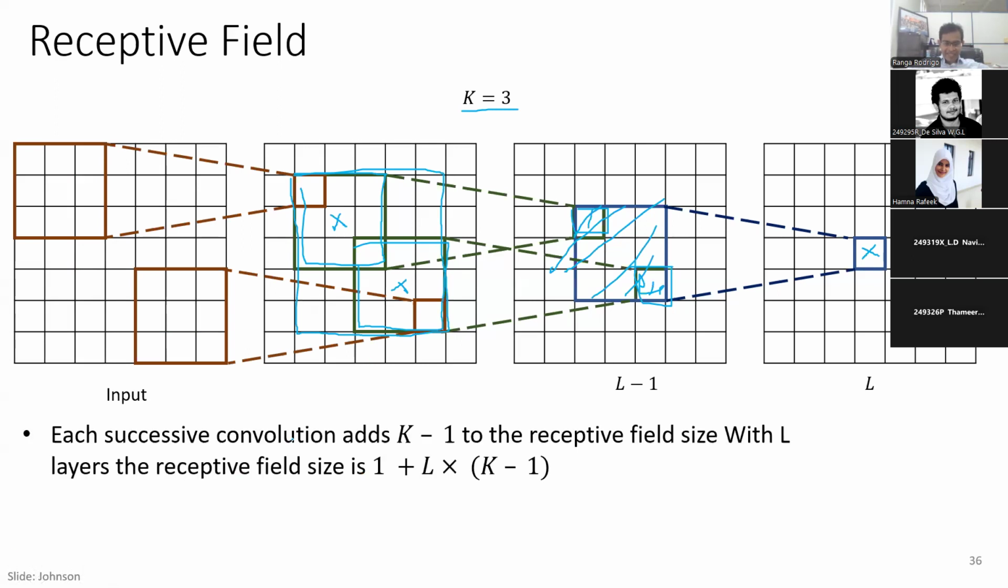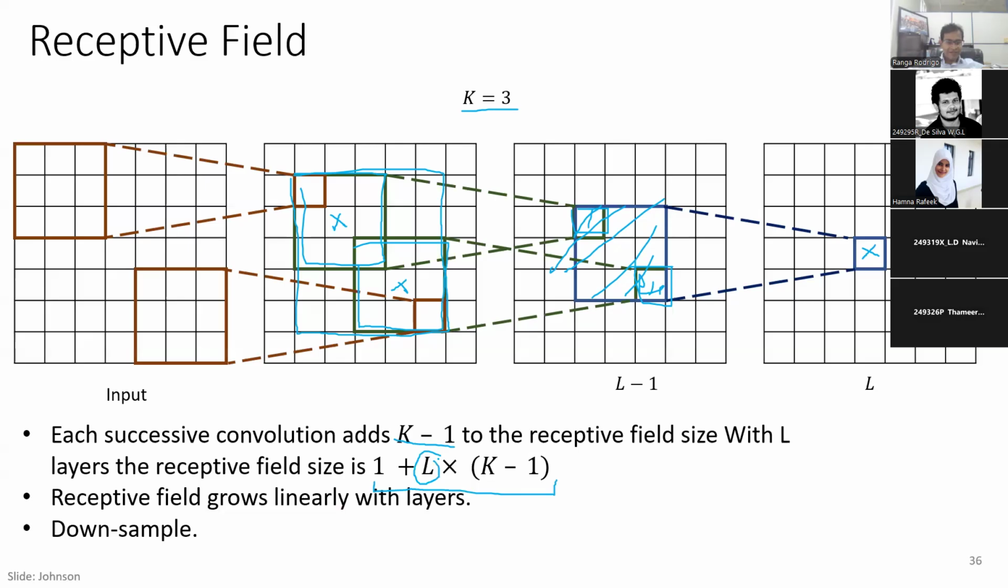Therefore, the rule is this: each successive convolution adds k minus 1 to the receptive field size. With L layers, the receptive field size will be 1 plus L times (k minus 1). What that means is, an element in layer L would have resulted from a window of size 1 plus L times (k minus 1). So the whole window's numbers would have given rise to that. That's the idea. The receptive field grows linearly with layers. You can see it is not L squared, it is just L linearly.